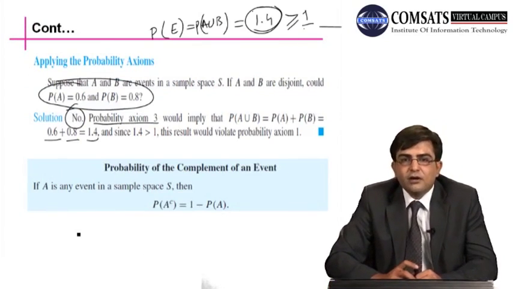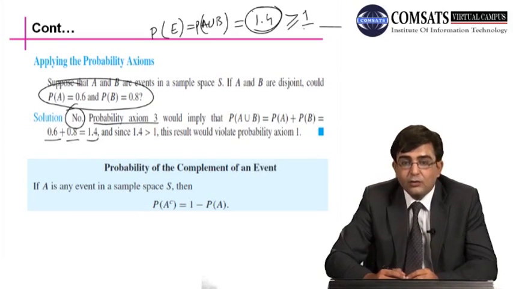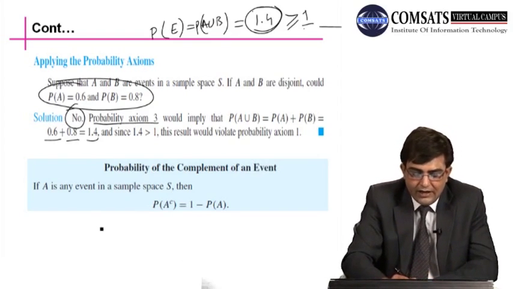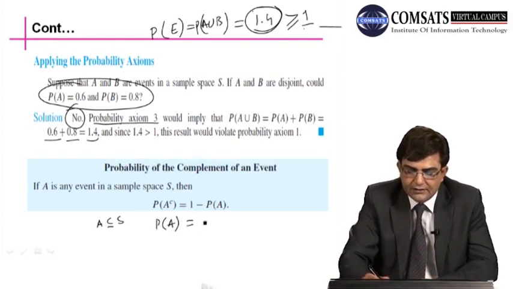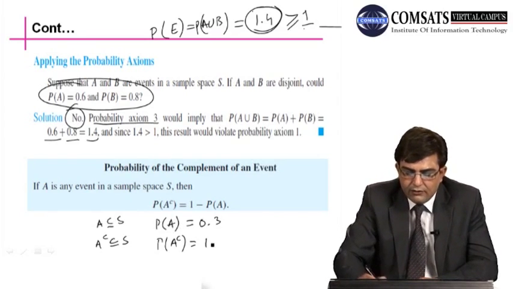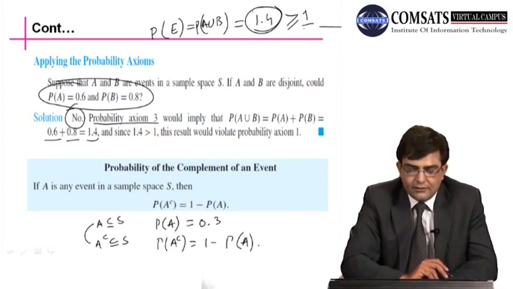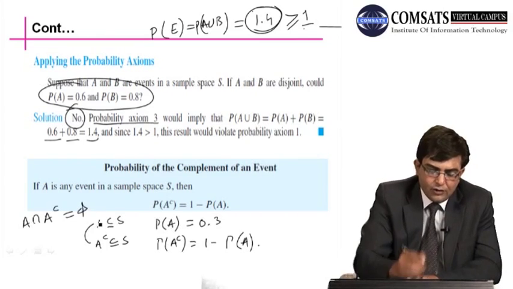Now the probability of the complement of an event. If A is any event in a sample space S, then the probability of A complement is equal to 1 minus the probability of A. That means if A is a subset of S and the probability of A is, for example, 0.3, then A complement is also a subset of S, and the probability of A complement is 1 minus the probability of A, because A and A complement are disjoint sets.